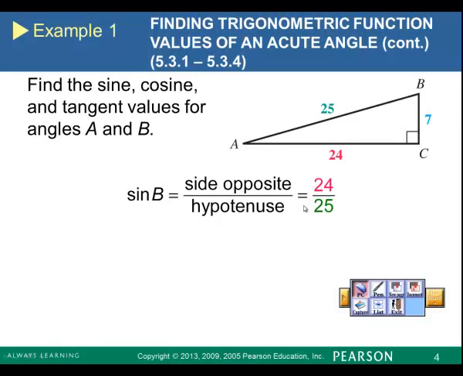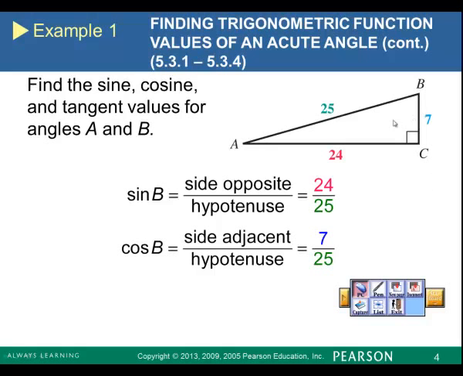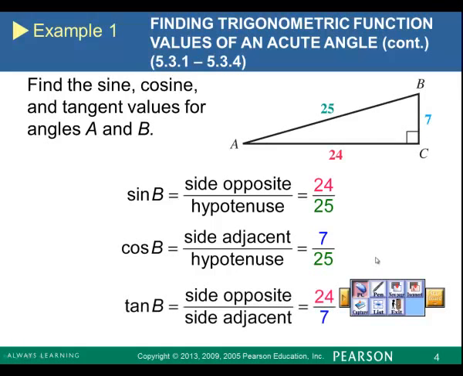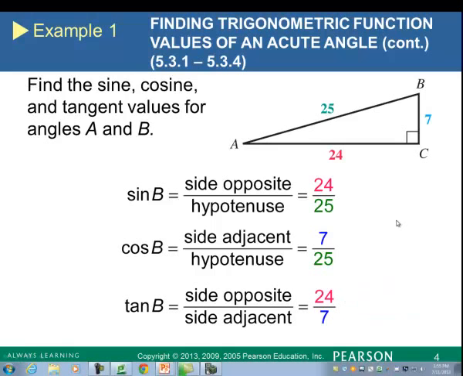How about cosine for angle B? What would that be? Yeah, because that's adjacent, right? 7 is adjacent over 25. Good. And how about tangent? 24 over 7. Very good. All right, questions with that so far? Okay.